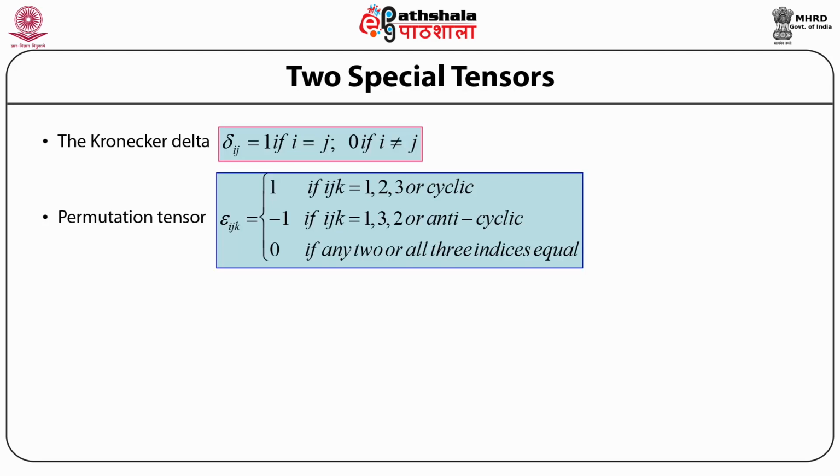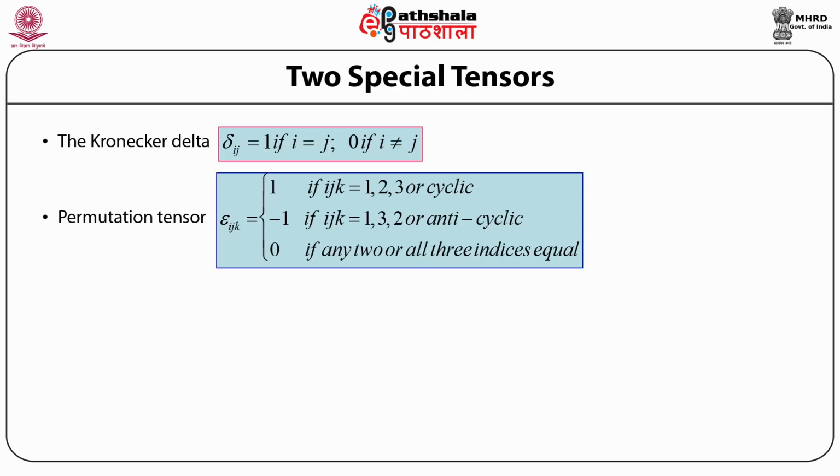Similarly, this permutation tensor epsilon subscript i j k turns out to be -1 if the indices i, j and k take the values 1, 3 and 2 respectively, or take the anticyclic combination. That is, the indices i, j and k take the values 1, 3 and 2 respectively, or the values 2, 1 and 3 respectively, or the values 3, 2, 1 respectively.